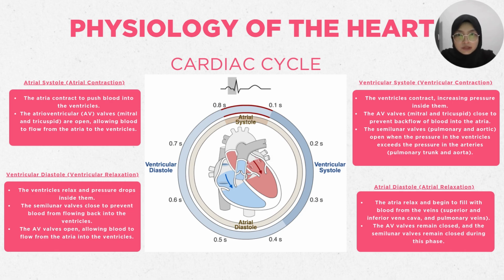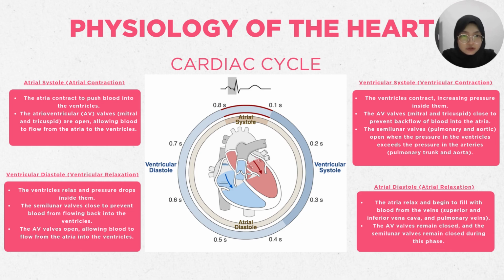During atrial systole, the atria contract to push blood into the ventricles. The atrioventricular or AV valves, which are the mitral and tricuspid, are open, allowing blood to flow from the atria to the ventricles. Next, during ventricular systole, the ventricles contract, increasing pressure inside them. The AV valves close to prevent backflow of blood into the atria. The semilunar valves, which are pulmonary and aortic, open when the pressure in the ventricles exceeds the pressure in the arteries, which are the pulmonary trunk and aorta.